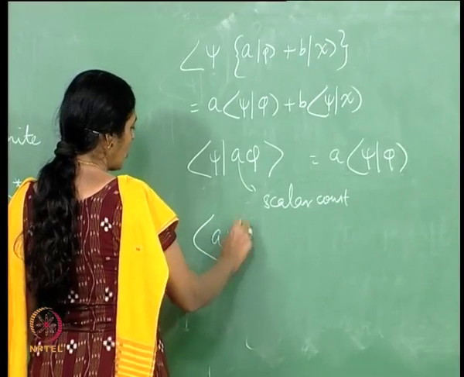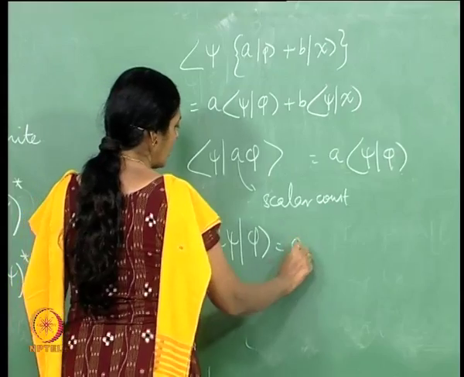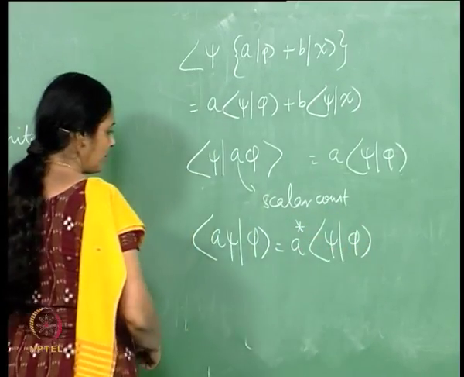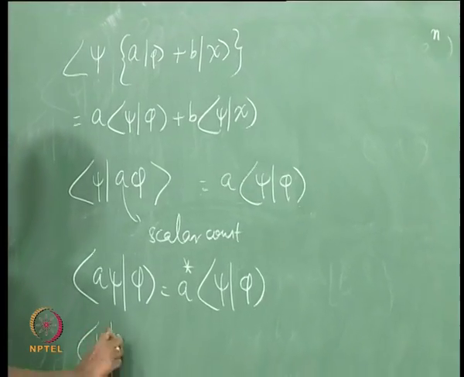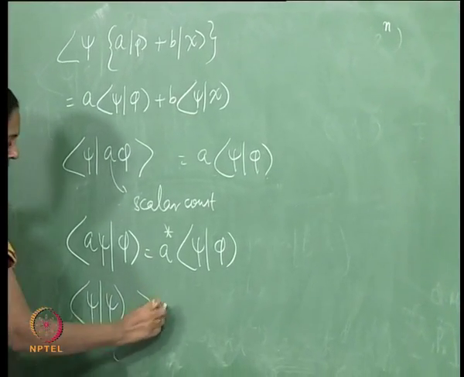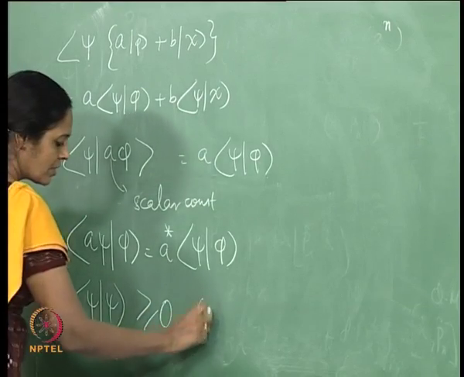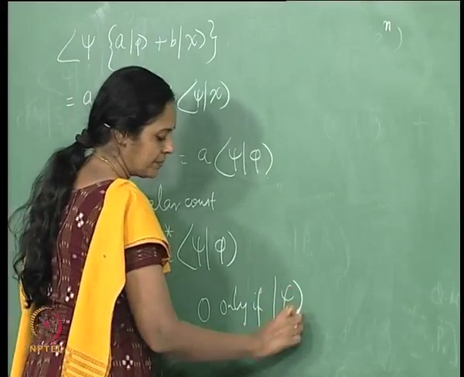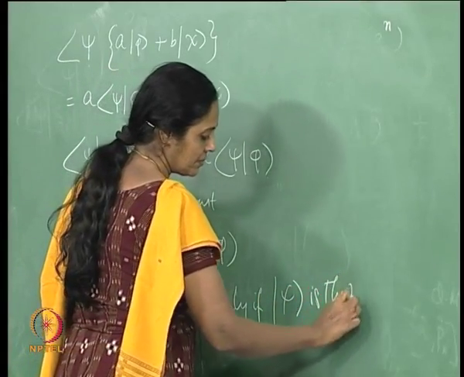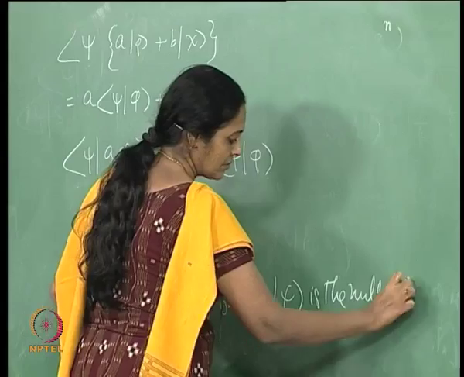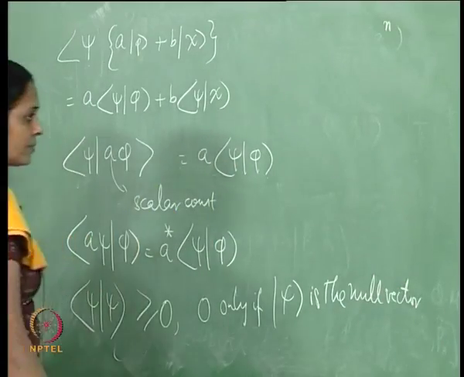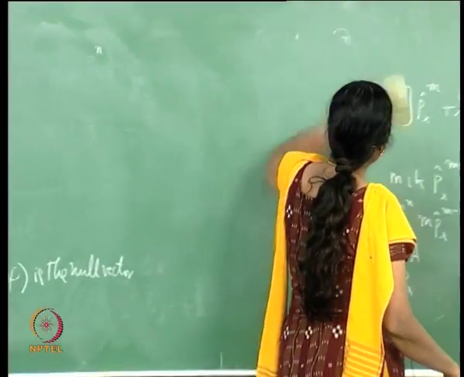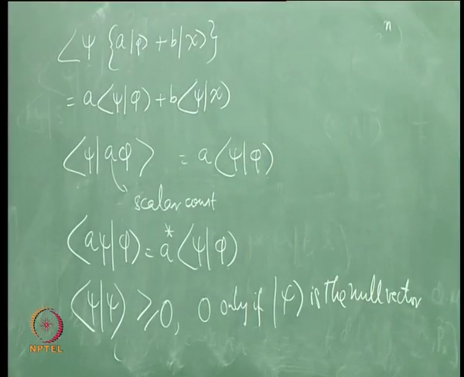Of course, it follows that a psi with phi is a star psi phi, and the inner product of psi with itself is greater than or equal to 0, 0 only if psi is the null vector. So these are the properties that we did come across in our discussion earlier, but I have merely listed them out here for convenience.